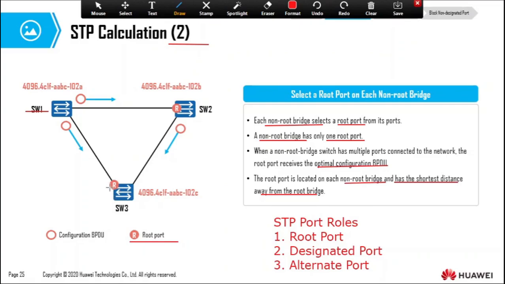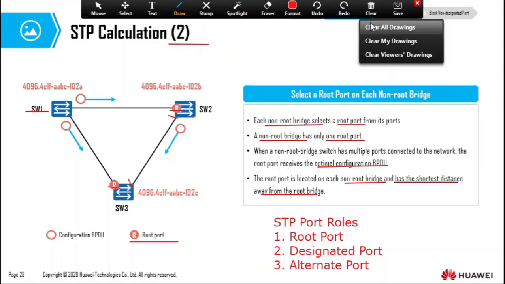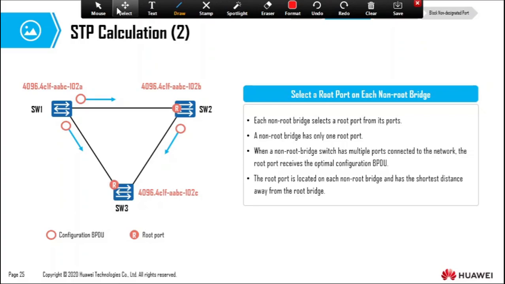So you can see on switch 3 here, this port has been elected as a root port. On switch 2, this one has been elected as a root port. Does it make sense? Are these two ports really closer to S1 compared to this one and this port? Do they offer the shortest distance away from the root bridge? They do, right? Even just by using your eyes, really.